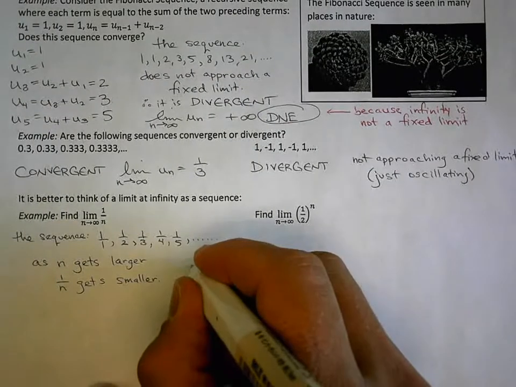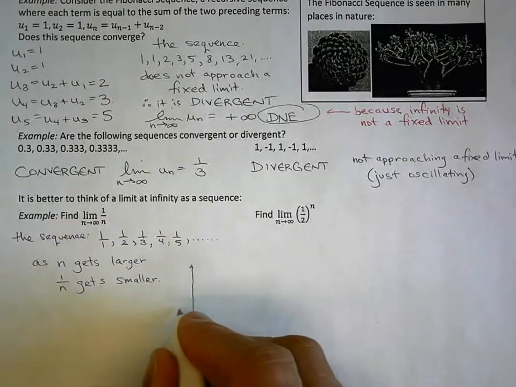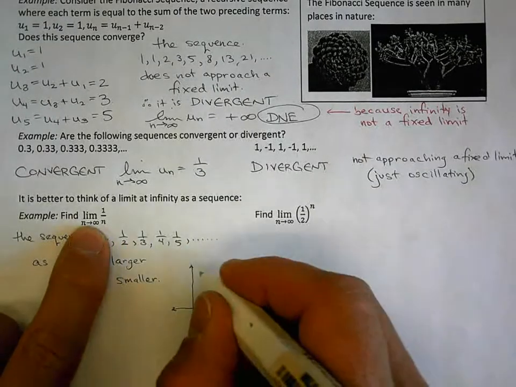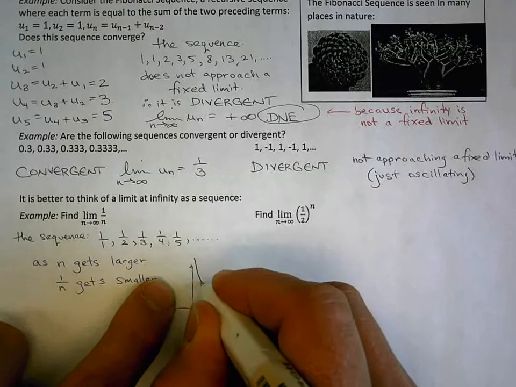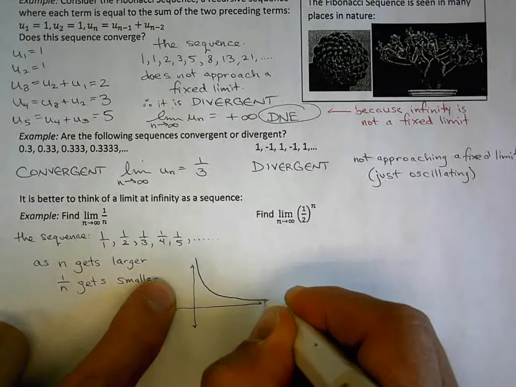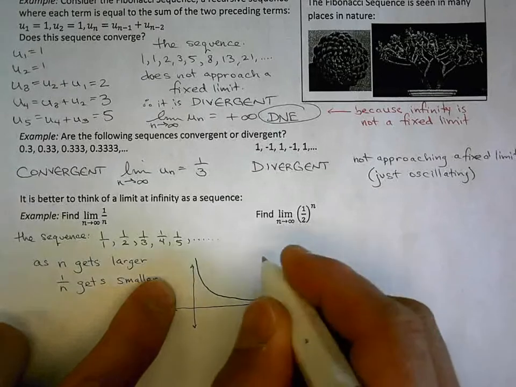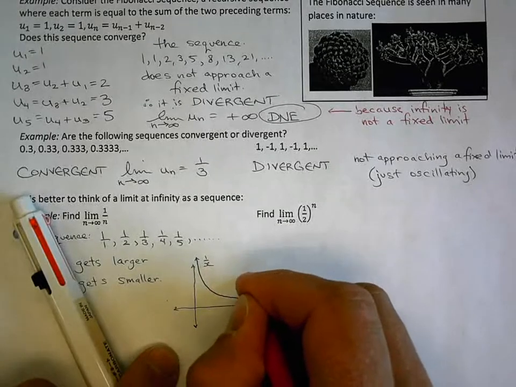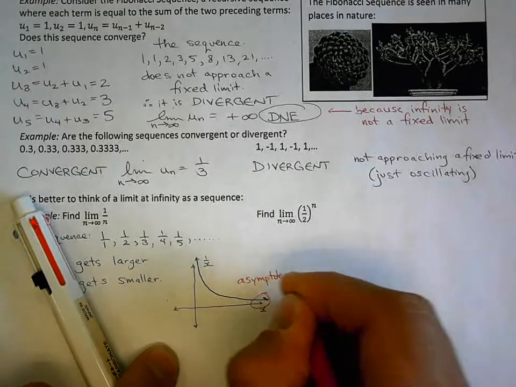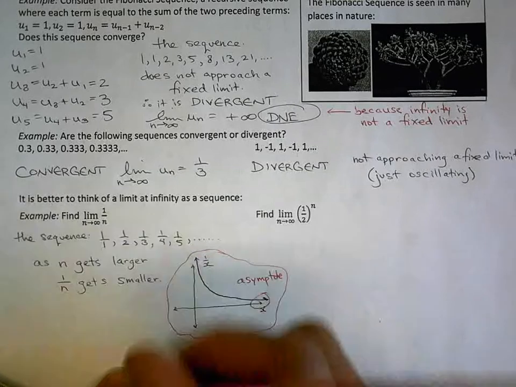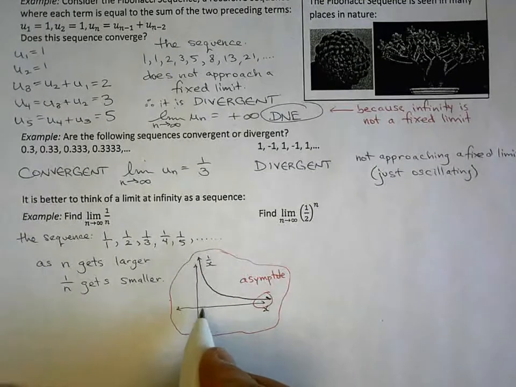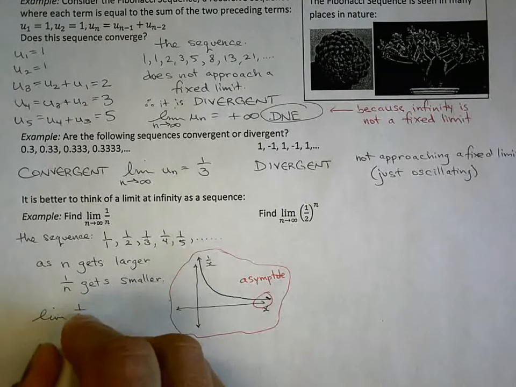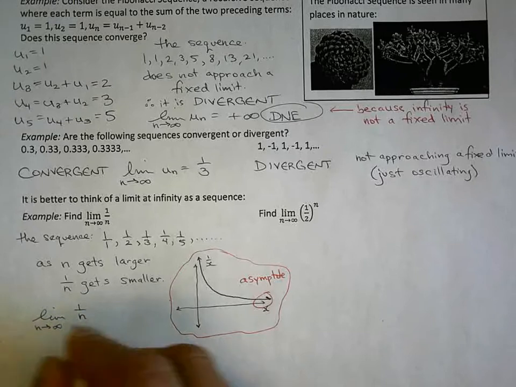Graphically, if I were to draw this, this is a rational function, technically, right? It starts off with a big number, and as n gets larger and larger, or x gets larger and larger, my function approaches an asymptote here. It's just to help our understanding. So the limit of 1 over n as n approaches infinity is equal to 0.